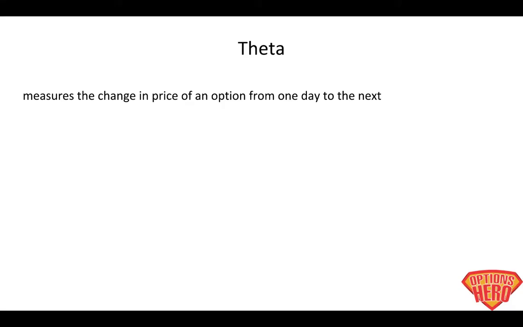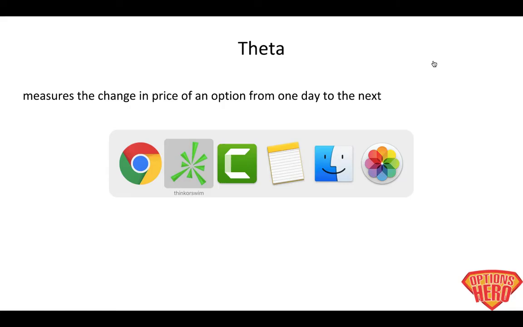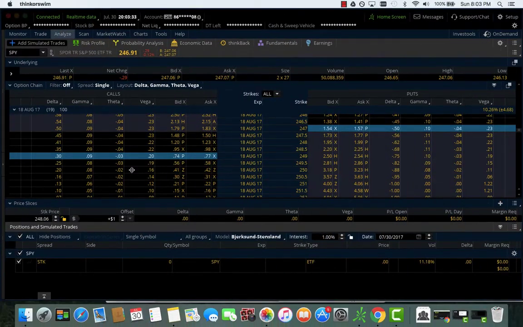Theta, on the other hand, is something that is critical. So we mentioned that there's a Greek that allows you to know how much value is extracted from every single option every single day, right? That's theta. So theta measures the change in the price of an option from one day to the next, and it's negative. So let's go back into our trading platform and look at theta.